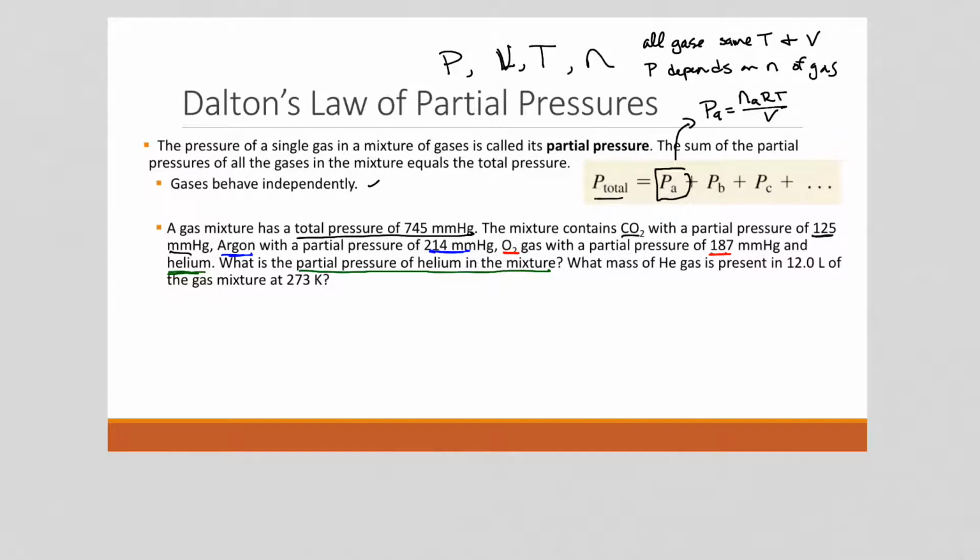Now, following that, we'll address the second part of this question, which is how much helium in terms of mass would be in a 12-liter sample of this gas at 273 Kelvin. So, let's solve for the partial pressure of helium.